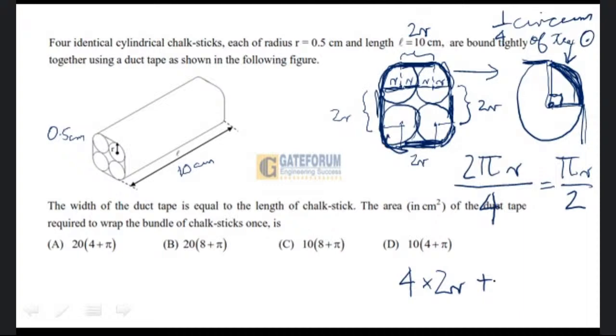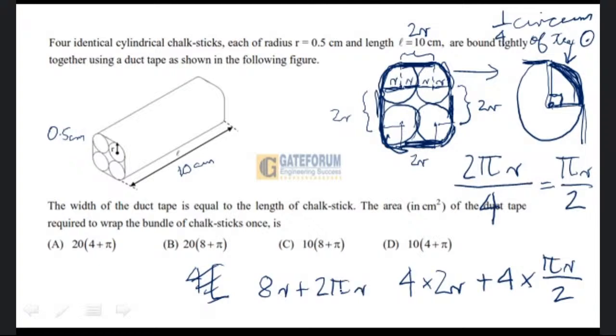So 4 into pi r by 2 plus 4 into pi r by 2. So that basically is, we can say 4 into, well, we can actually multiply them, 8r plus 2 pi r. We can say that, okay, 8r plus 2 pi r. So then we can say that, what have they asked? What is the area? Oh, they have asked the area.